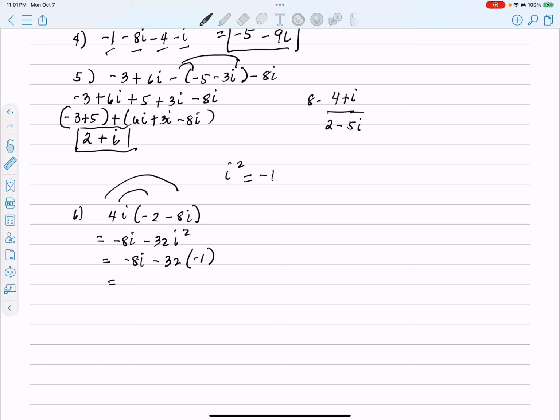So negative 8i, negative 32 times negative 1, that is positive 32. Is this the right way of writing it? The complex number, remember, when writing down the complex number, it should be a plus bi. So that means we have to switch the 32 to come first, and then minus 8i. Okay.